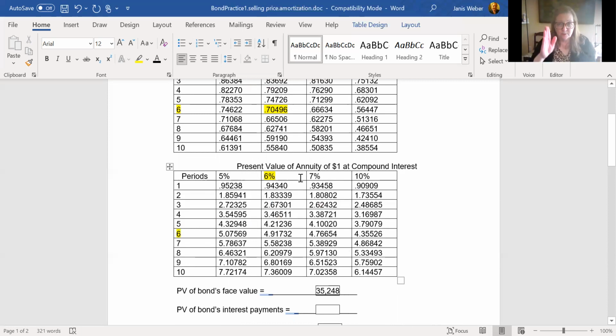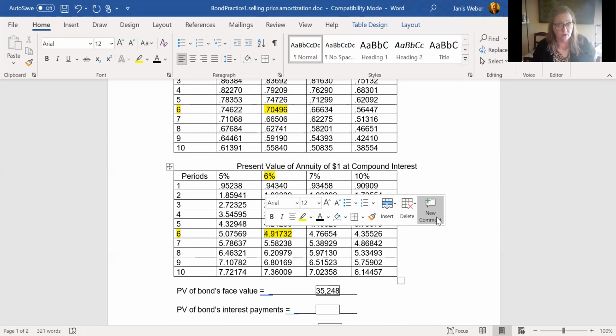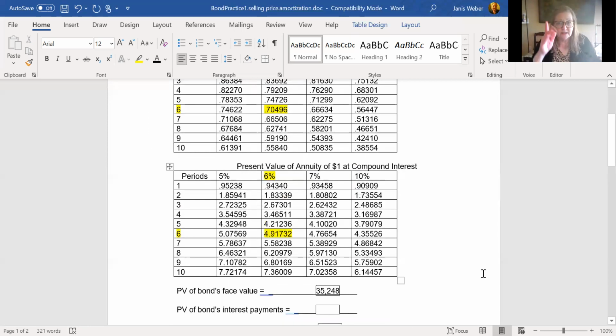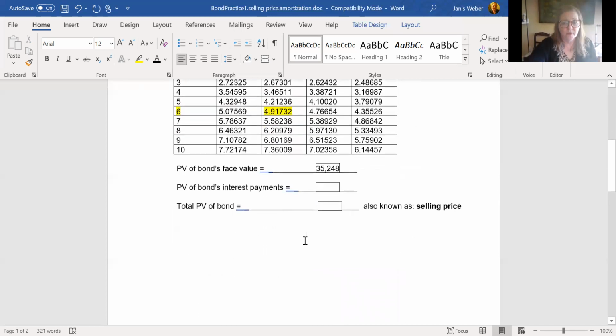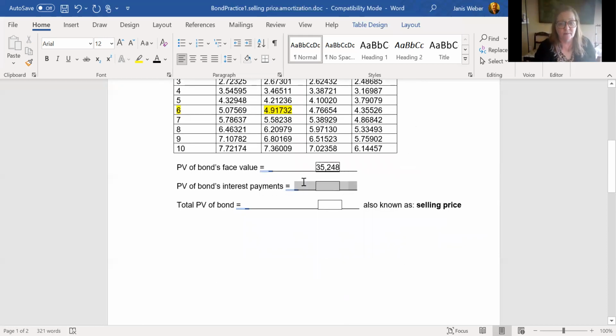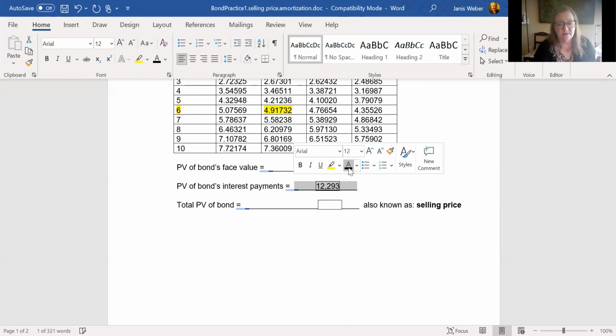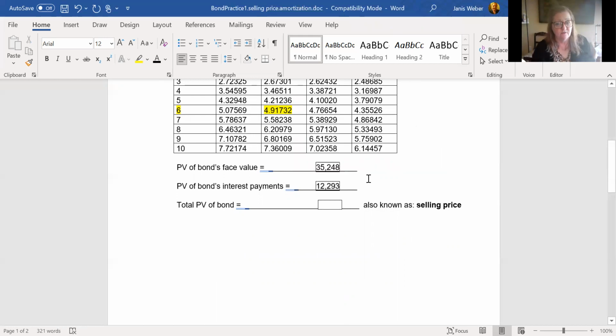So the place where 6% and 6 periods intersects is the rate I want. And I'll look up at this table and make sure I'm in the right table. It says present value of annuity of $1. So that's what I'm looking for. Once I get the correct rate, 6%, and the correct periods, 6 periods, that number where it intersects is the only thing I want from this table. And I see that the rate is 4.91732. I multiply that times the interest payment of 2,500, and that gets me to 12,293 for the present value of the interest payments.